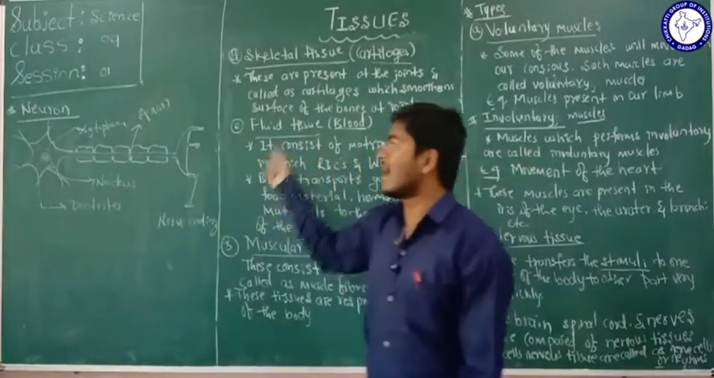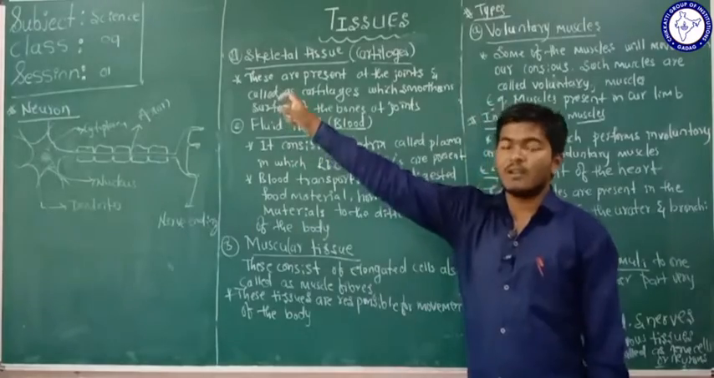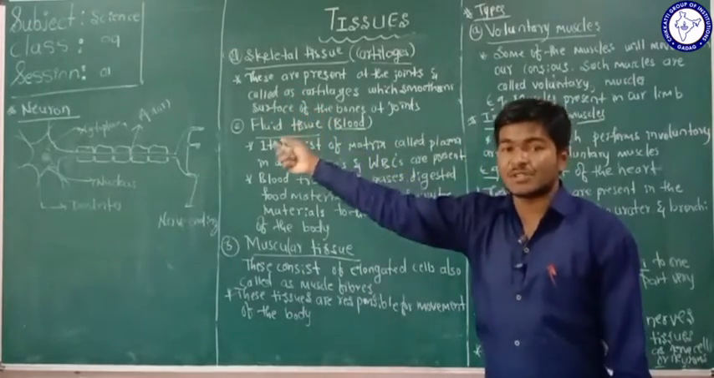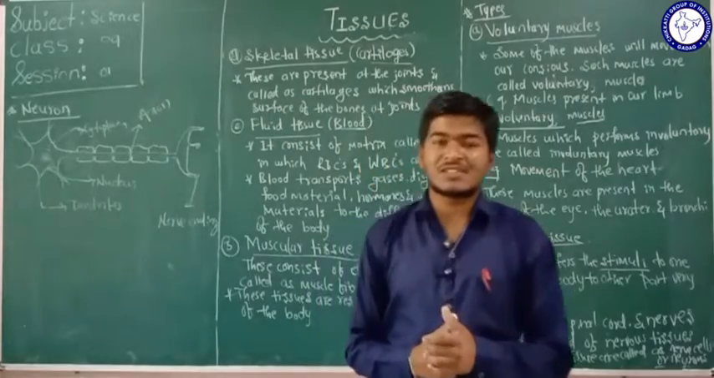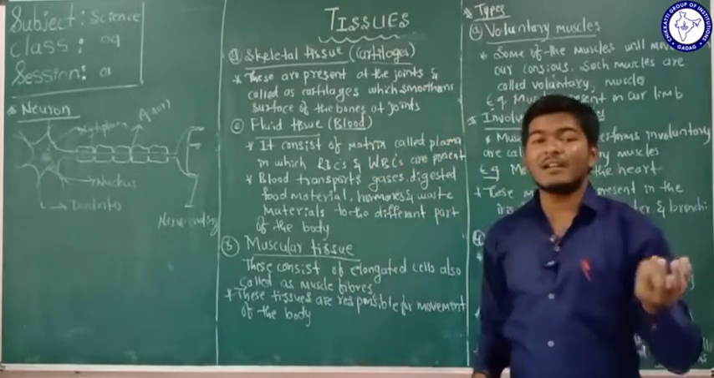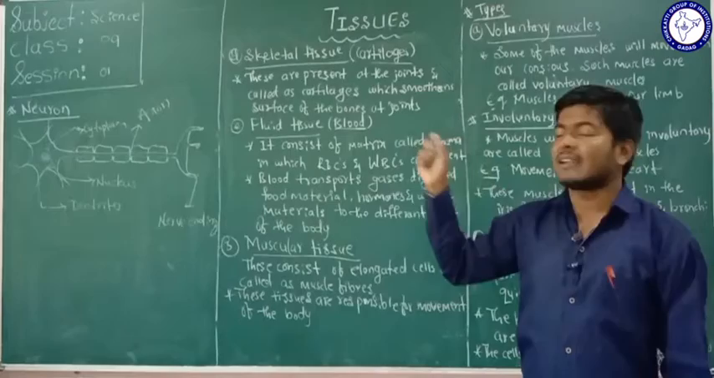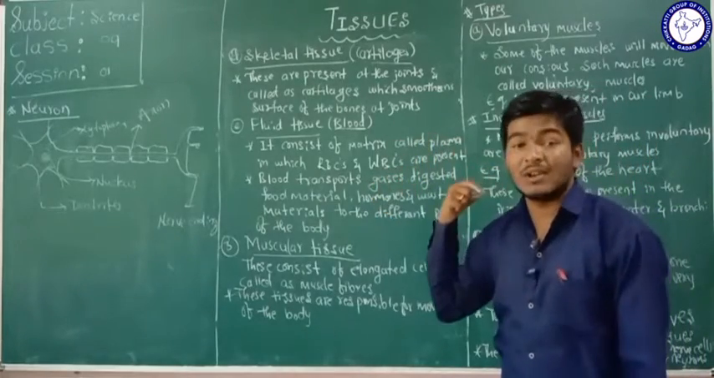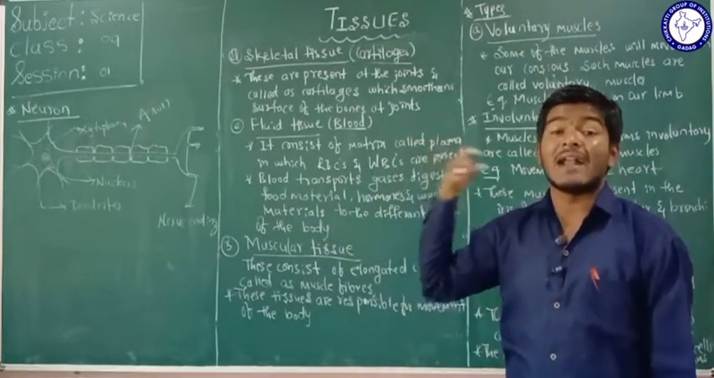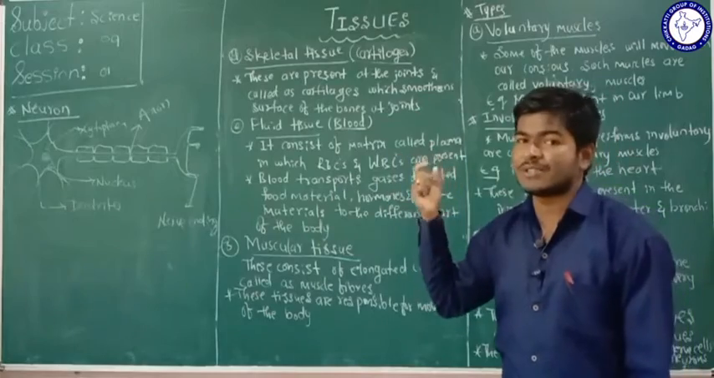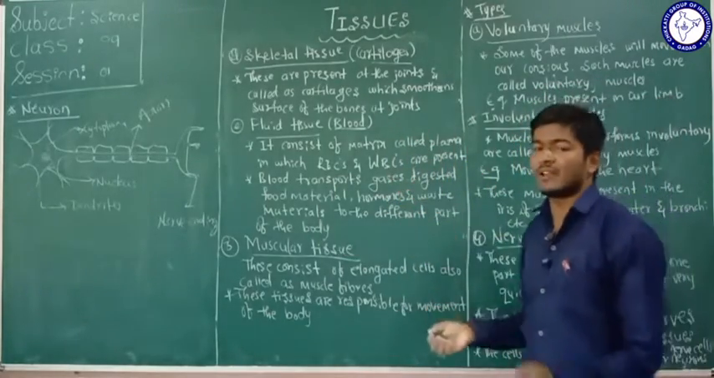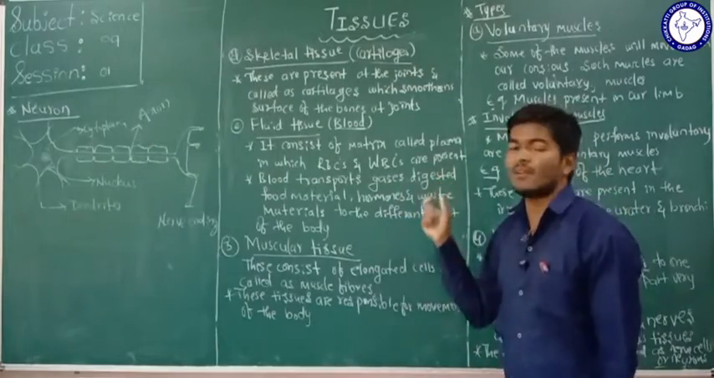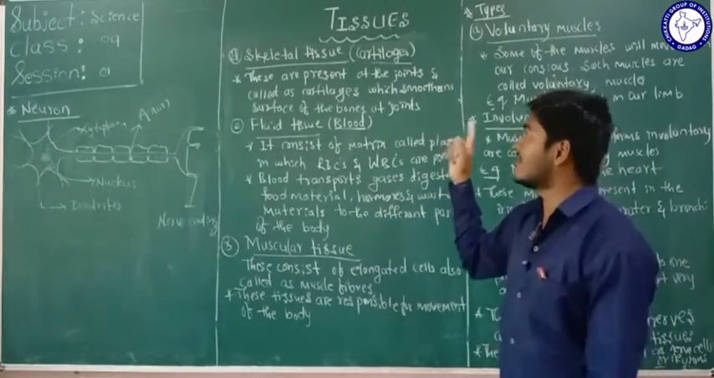So this is the last type of animal tissue, nervous tissue. In this session we discussed the different types of animal tissues: epithelial tissues, muscular tissues, nervous tissues, and connective tissues, isn't it? These are all the types of tissues we studied in this session, and this completes your first most important chapter, that is the tissue.